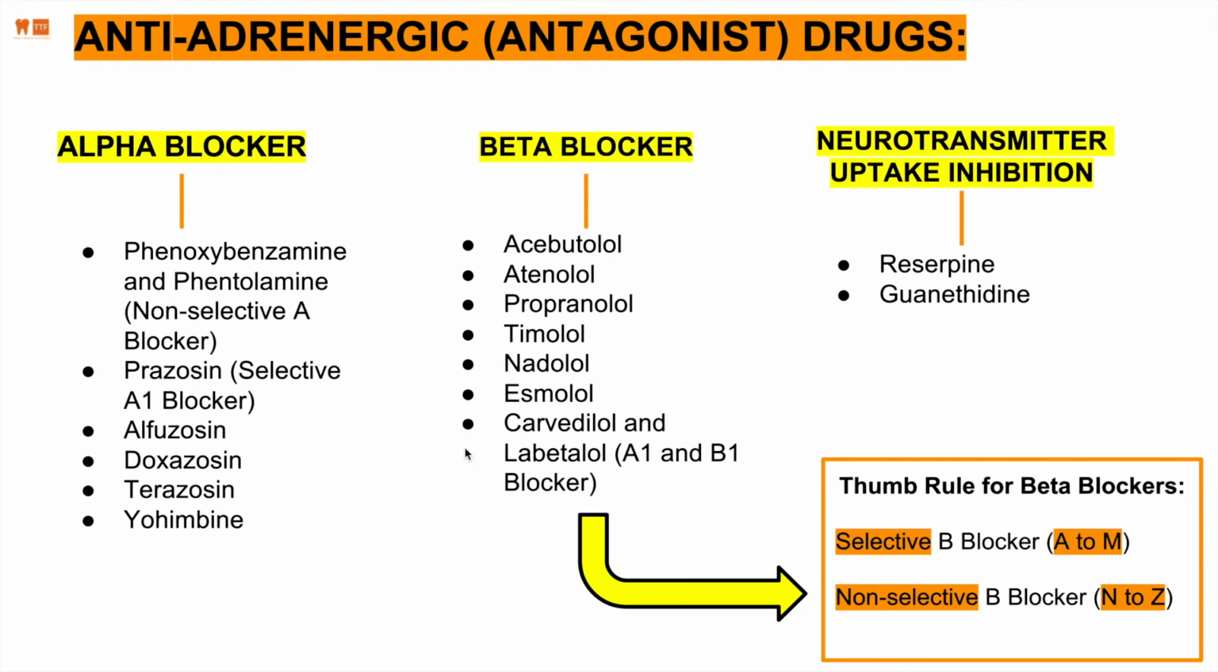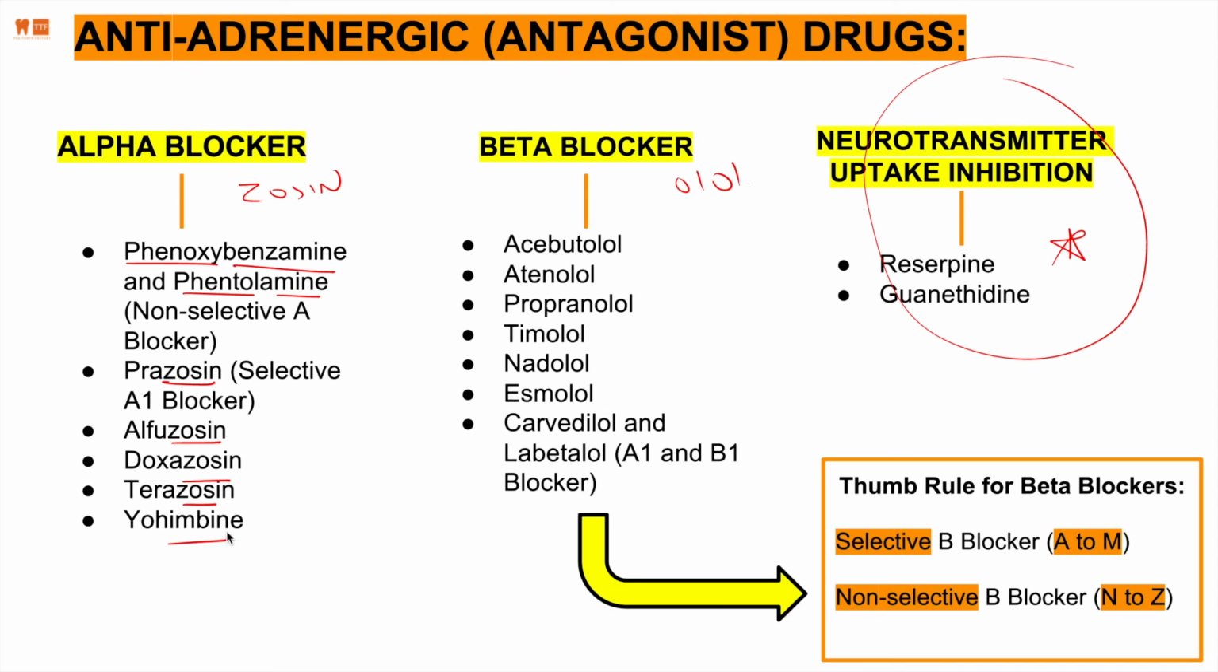So let's put some names. Remember, alpha blockers, zosins. Beta blockers, olols. And we know this gang right here, we've already talked about these. So this should be easy, guys. So alpha 1 blockers. We know that there are non-selective and selective alpha 1 blockers. Remember the thumb rules back then? Well, the non-selective ones are phenoxybenzamine and phentolamine. However, the selective ones are the zosins.